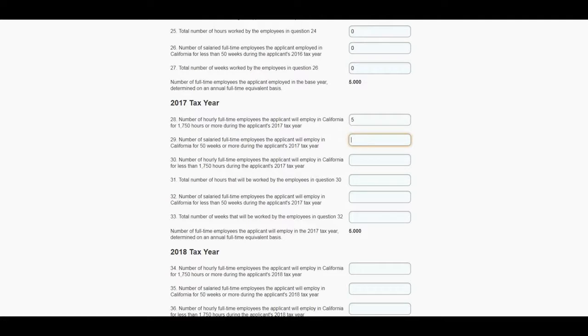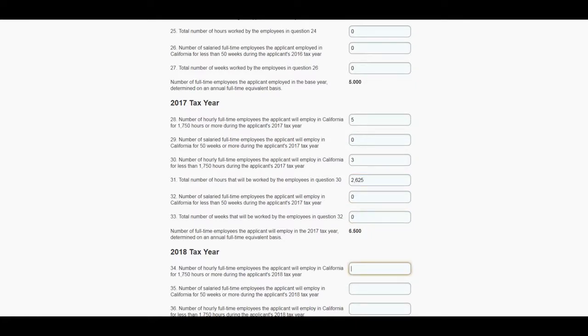Widget is projecting that it will not have any salaried employees for this tax year, so questions 29, 32, and 33 are all 0. Widget plans to hire 3 hourly full-time employees that will start halfway through the year, so it puts 3 into number 30. For question 31, Widget will need to convert the amount of time into hours that all of the full-time employees are projected to work in 2017. Widget's full-time employees work at least 35 hours per week and will be working approximately 25 weeks in 2017. So if we multiply 35 hours by 25 weeks, we get 875 hours per employee, which multiplied by 3 is 2,625 hours.